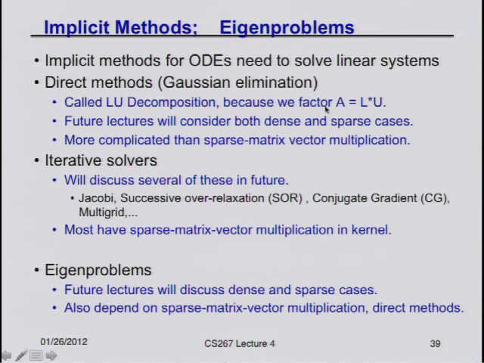The name for this is LU decomposition, because you're going to factor your big sparse matrix A into the product of a lower triangular matrix and an upper triangular matrix. It's just the way people talk about Gaussian elimination. And we'll have some future lectures about that.